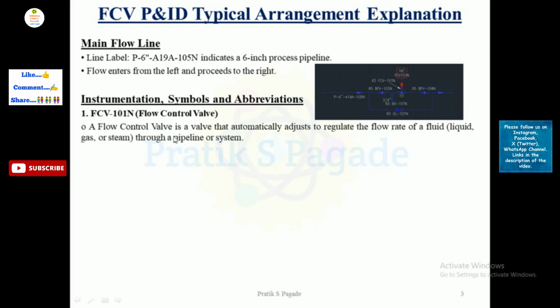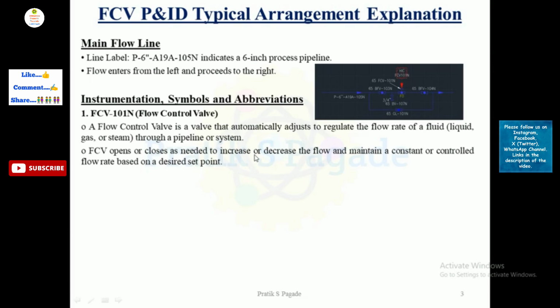Okay, a flow control valve is a valve that automatically adjusts to regulate the flow rate of a fluid, liquid, gas or steam through a pipeline or system. As we have seen, the flow control valve automatically adjusts the valve opening to regulate the flow rate. FCV opens or closes as needed to increase or decrease the flow and to maintain a constant or controlled flow rate based on the desired set point.